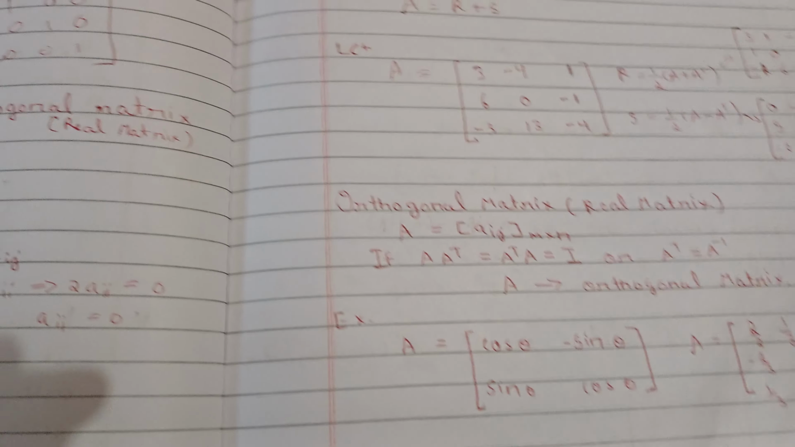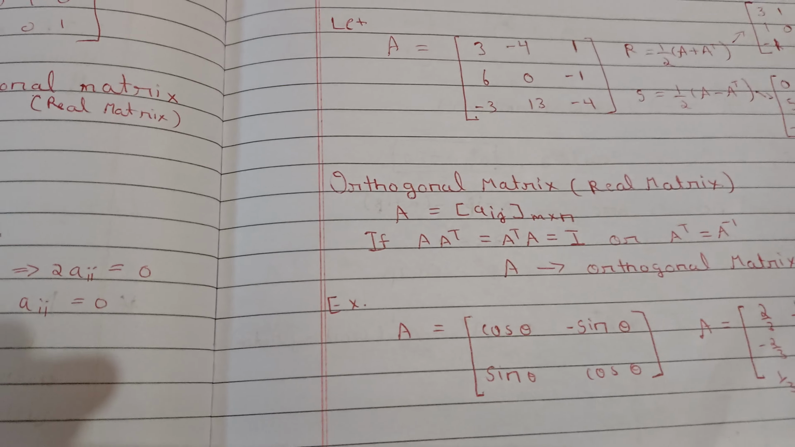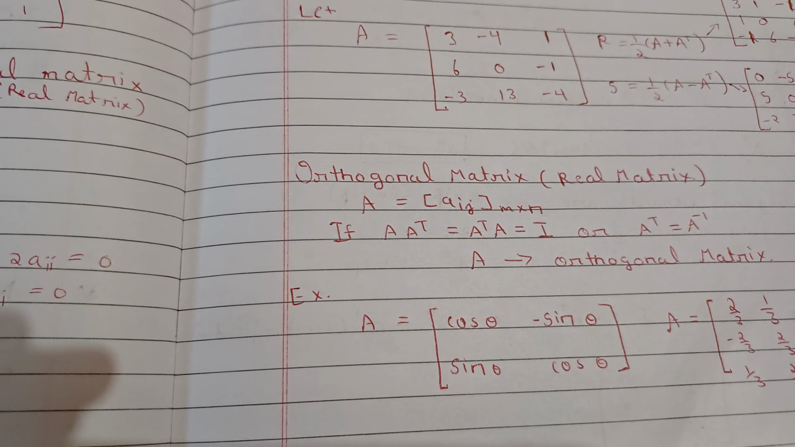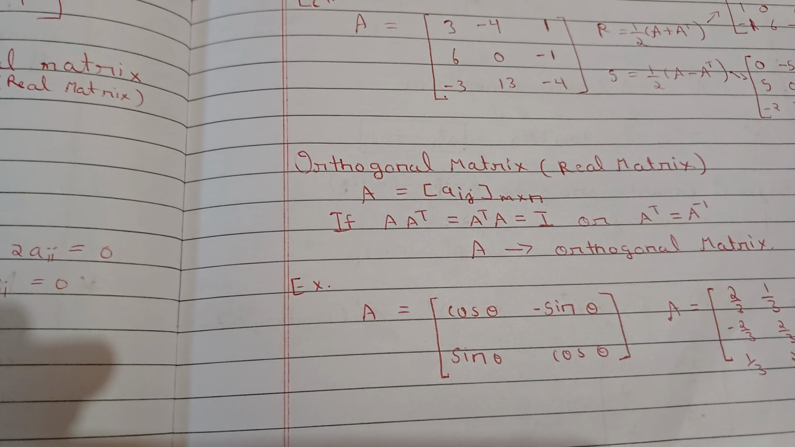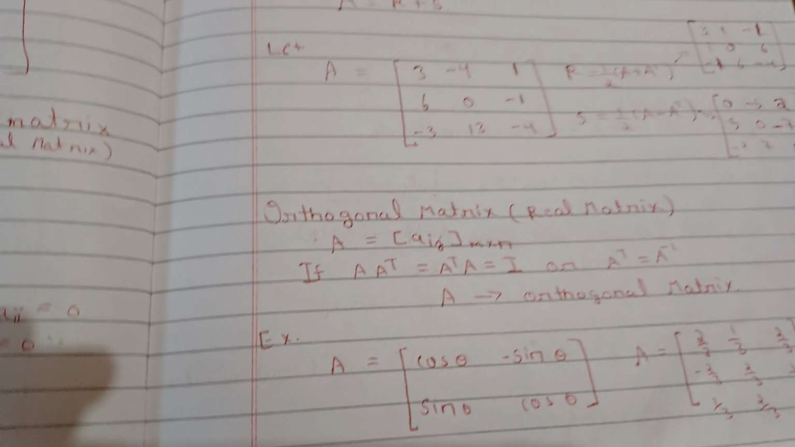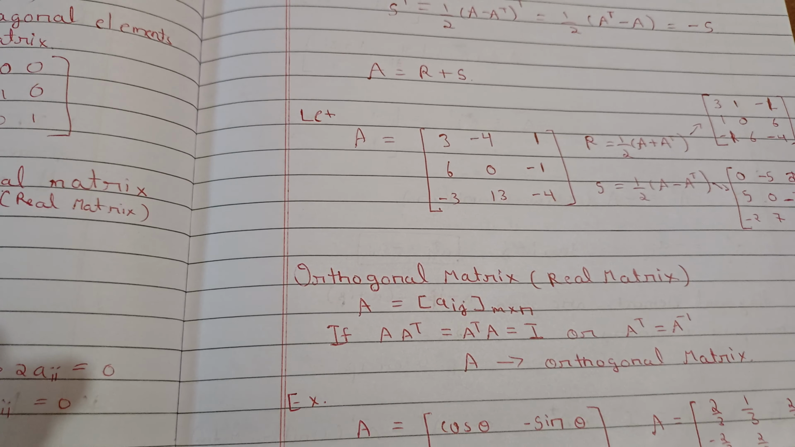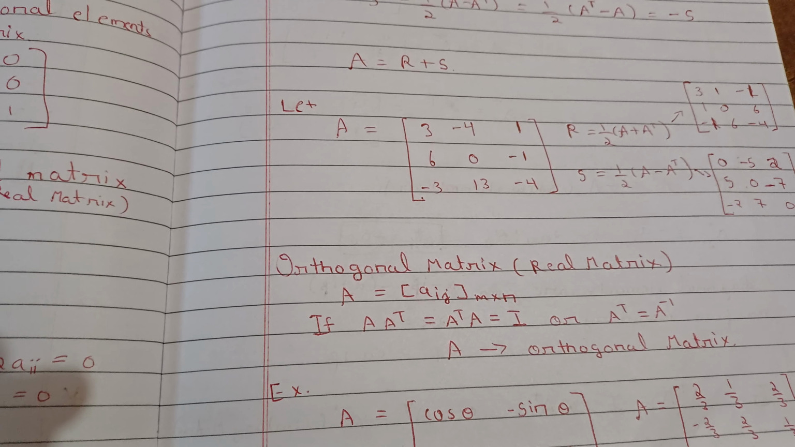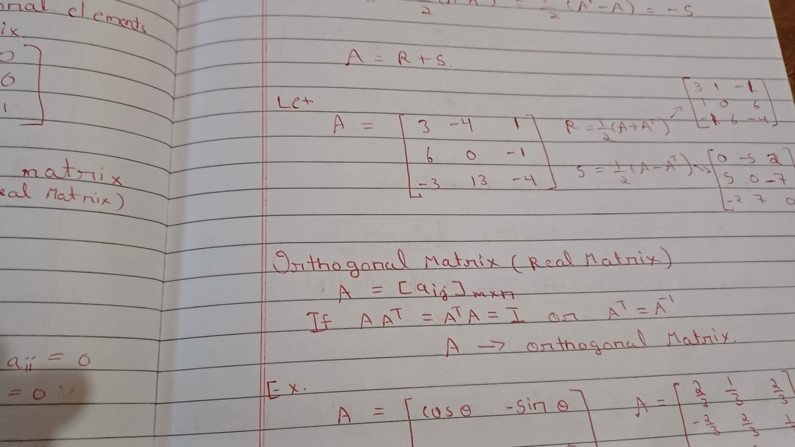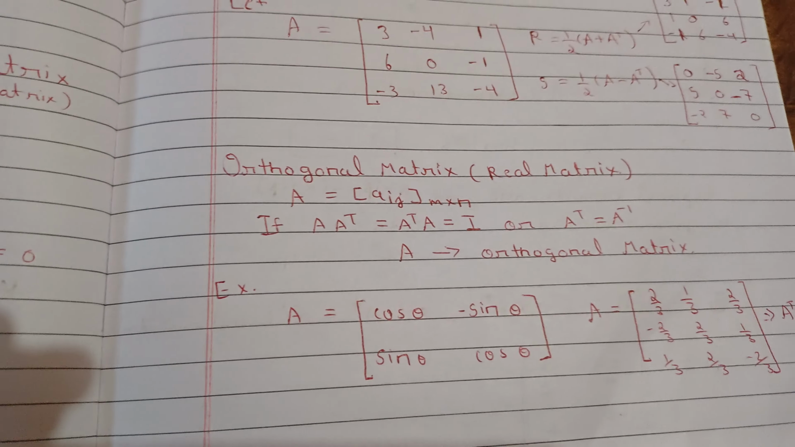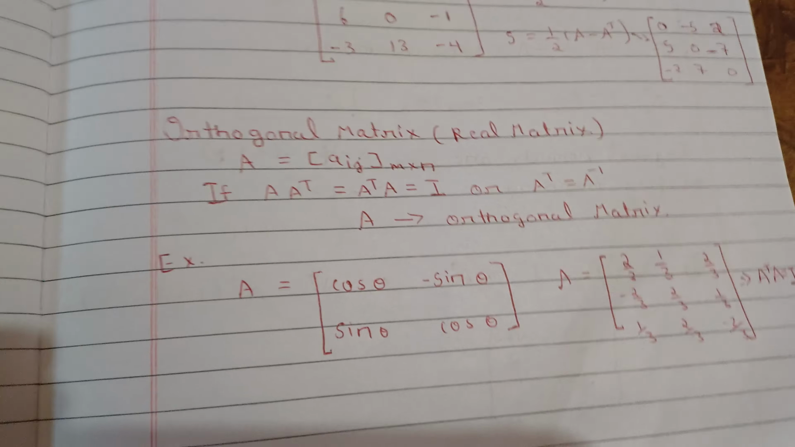So hello everyone, this is lecture 12 for mathematical physics, and we were studying matrices. In the last lecture we completed the symmetric and skew symmetric matrices, and I told you how any matrix can be written as the sum of these two matrices. Now let's move on to the orthogonal matrix.